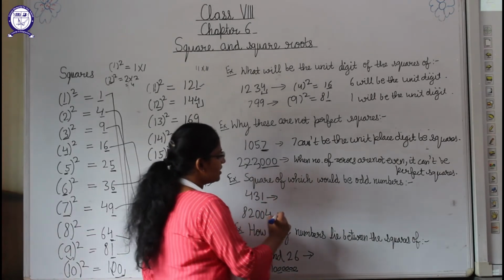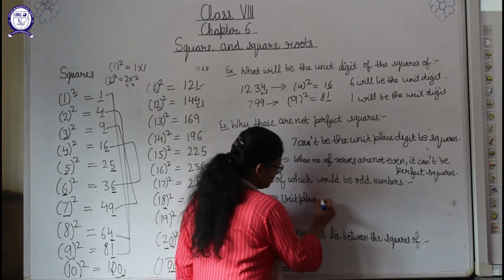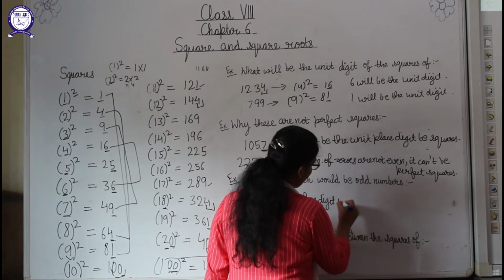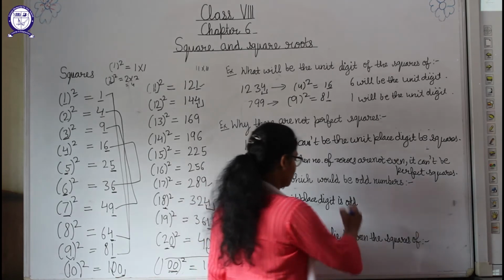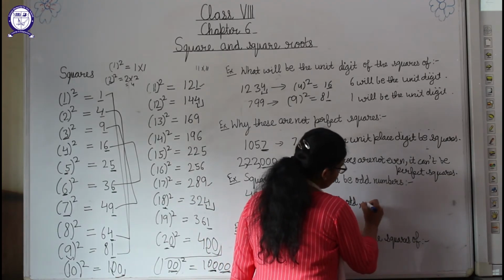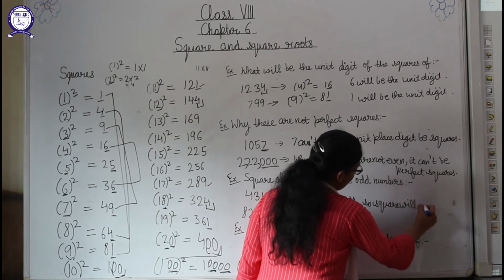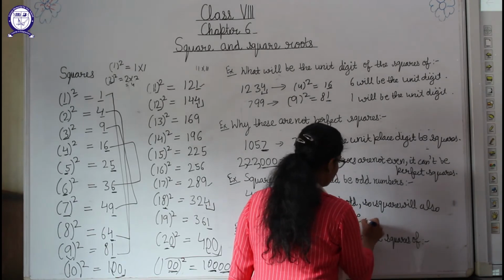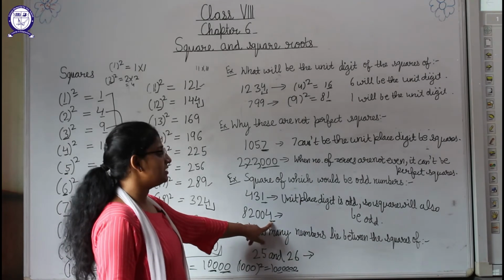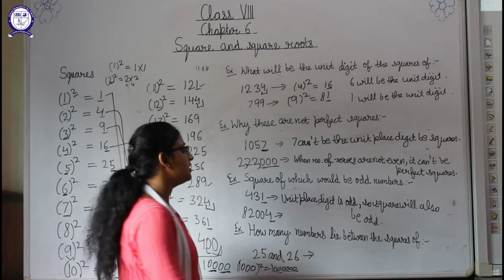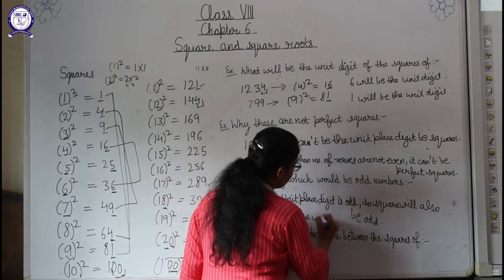Here, as the unit place digit is odd, their squares will also be odd. Unit place digit is odd, so the square will also be odd. This will be the reason. Now here 4 is even, so its square will be even. Square will be even as the unit place digit is even.